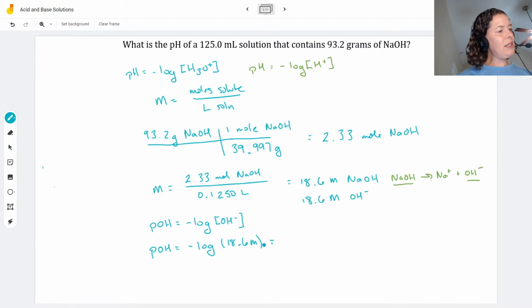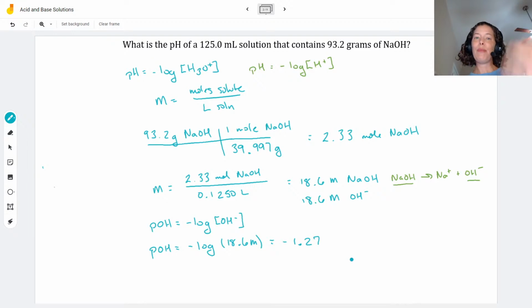And let's see, I did do this calculation, and I get negative 1.27. All right, so a negative, that's actually completely fine. You can get a negative pH, you can get a negative pOH, so don't panic about that. This is a strong base and it's a very concentrated base. So having a negative pOH is not a problem. Now, the question though didn't ask for pOH, it asked for pH.